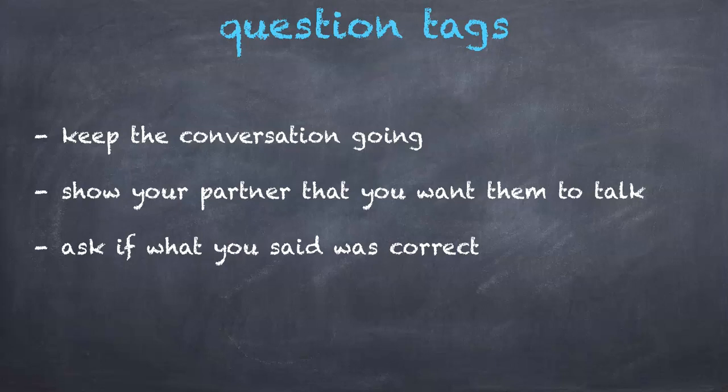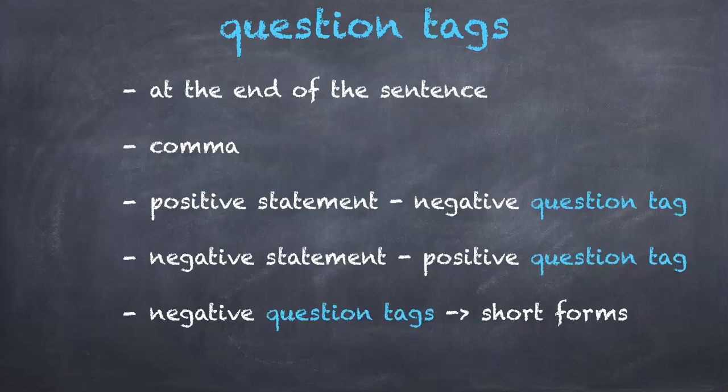Question tags are used at the end of a sentence. They are after a comma, and when you have a positive sentence, a positive statement, you have to use a negative question tag, and when you have a negative sentence, your question tag is positive. A negative question tag is in a short form. Let's look at some examples.